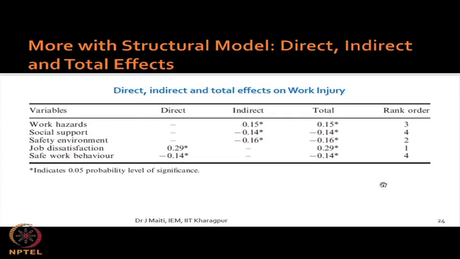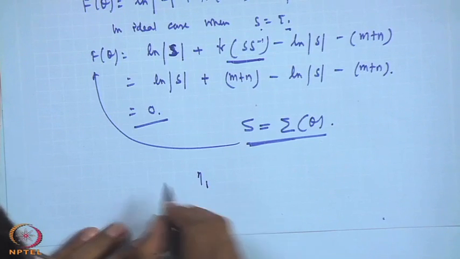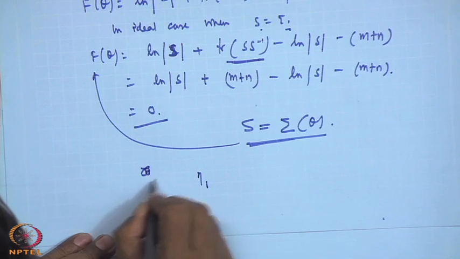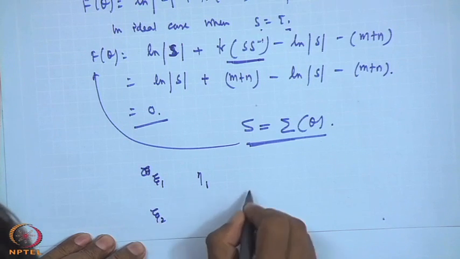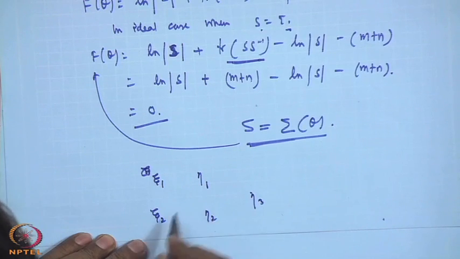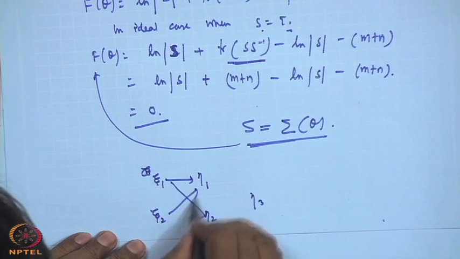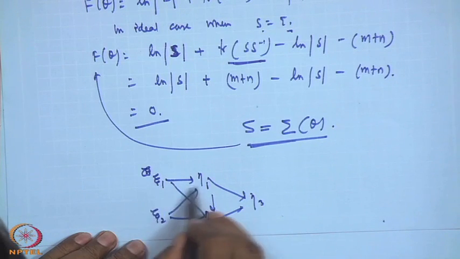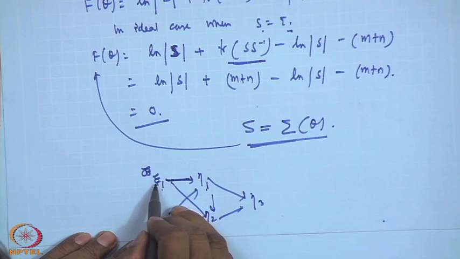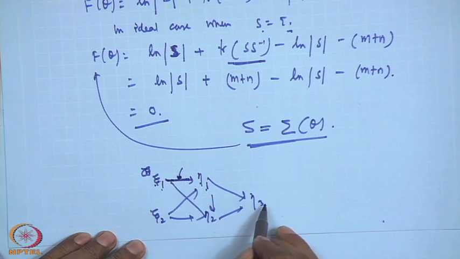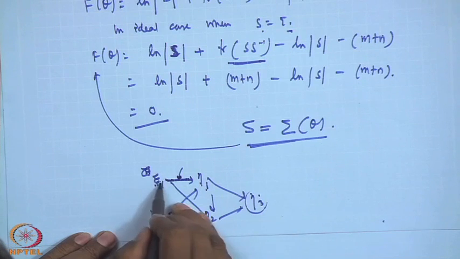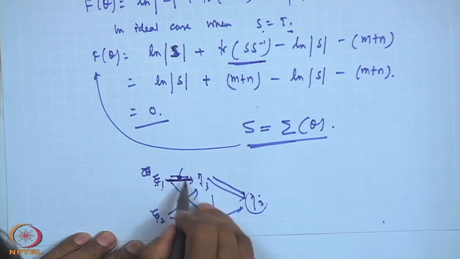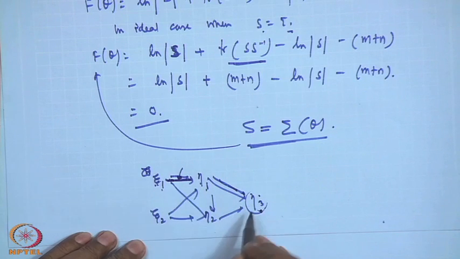Now, another important issue in the structural model is direct and indirect effect. What is direct effect and what is indirect effect? For example, say this is my eta 1, this is xi 1, this is xi 2, this one is eta 2 and this is eta 3. Suppose the linkage is like this. I want to know the effect of xi 1 on eta 1; this is the direct effect. But for this one, I cannot get it directly, I have to go through this path. So this multiplied by this gives me the effect here. This is the indirect effect.